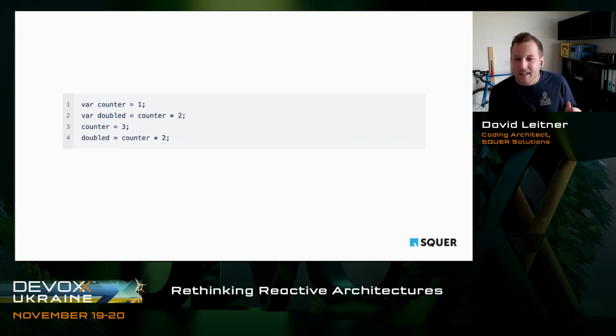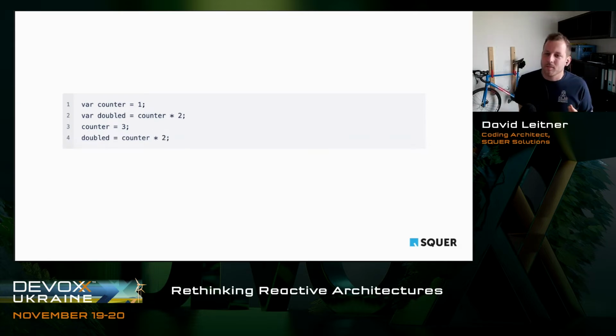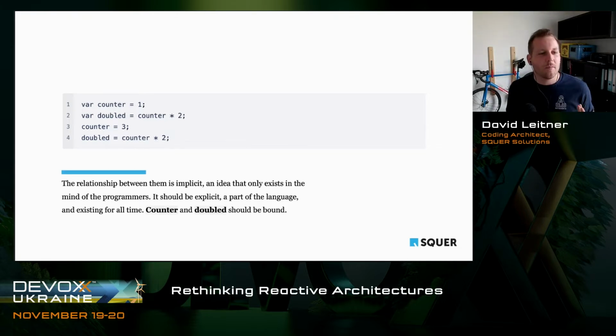And that's basically the main criticism the reactive community makes on programming languages these days. It says this relationship between doubled and counter in this specific example is very implicit, but it shouldn't be that implicit. It should be explicit, right? We should have a way to explicitly define, hey, whenever counter changes, this has an impact, or should have an impact, on doubled, right?